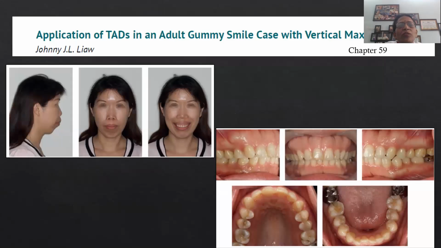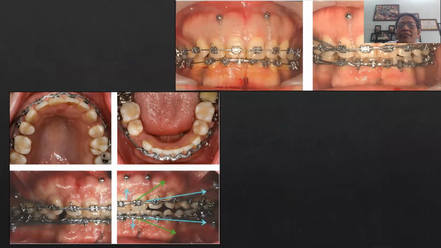So this is a case report given by Johnny Liu in the book Application of TADs in Adult Gummy Smile. This was a patient almost 35 years old and she had all features indicated for surgery, the superior impaction of the maxilla, but the patient was not ready. So in this particular case, they placed TADs subapically in the anterior between the maxillary central and lateral incisors bilaterally. Then they placed a TAD in the mandibular arch between the mandibular central incisors subapically, 1.4 by 7 mm.